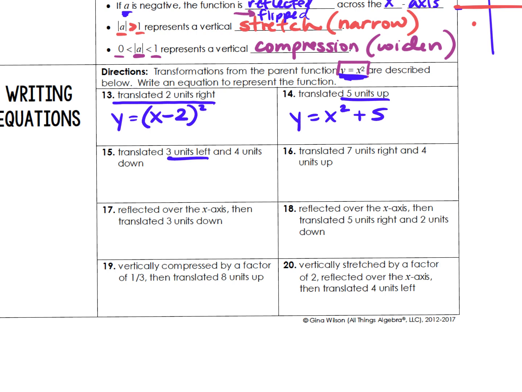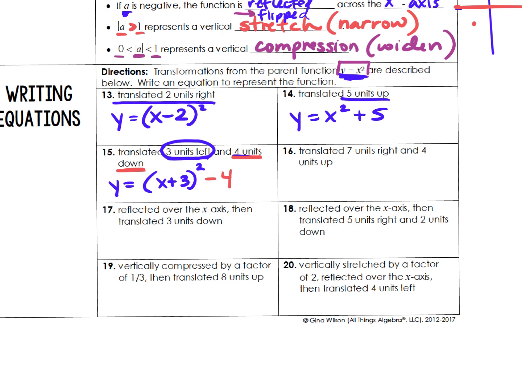Okay, so now let's put those together. 3 units left, 4 units down. So now there's 2 pieces. y equals, you have your x squared, and then there will be something behind it. If it's going 3 units left, plus 3 to the left feels negative, right? But we do opposite of what we expect inside. So plus 3 would be 3 left. What's 4 units down going to do? Minus 4 outside of your parentheses. So that would be your equation.